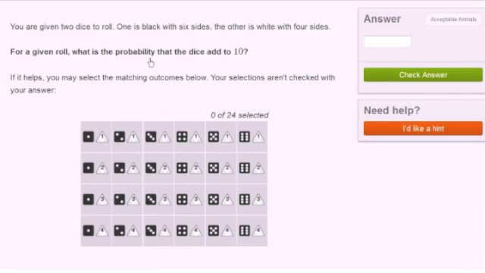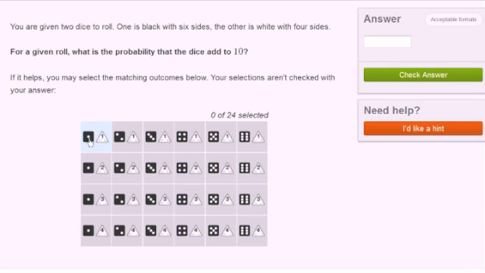For a given roll, what is the probability that the dice add up to 10? If it helps, you may select the matching outcomes below. Your selections aren't checked with your answer. So this might look a little bit strange at first. You're like, what is this triangle? This triangle is the face of the 4-sided die that is facing you. So this is the roll of the 4-sided die.